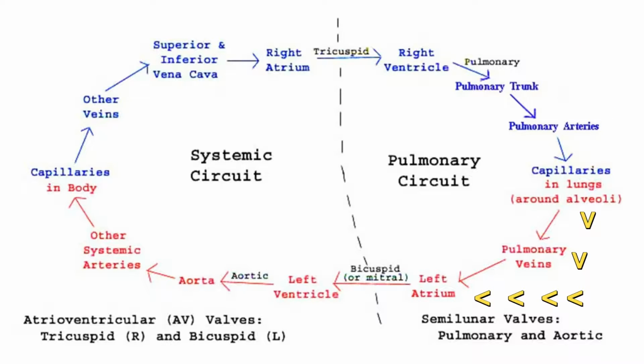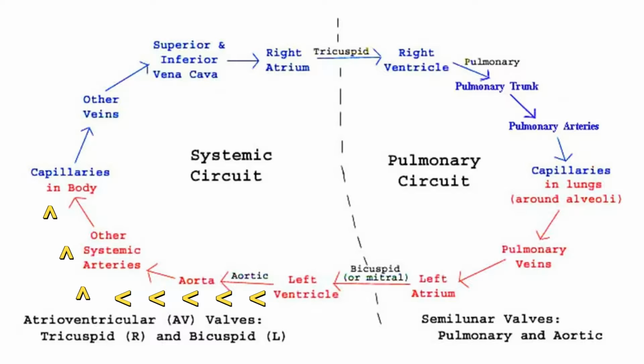Now oxygenated blood enters the left atrium. With the contraction of the left atrium, oxygenated blood enters the left ventricle with the opening of the mitral valve. When the left ventricle contracts, it pumps oxygenated blood to the aorta with the opening of the aortic semilunar valve.